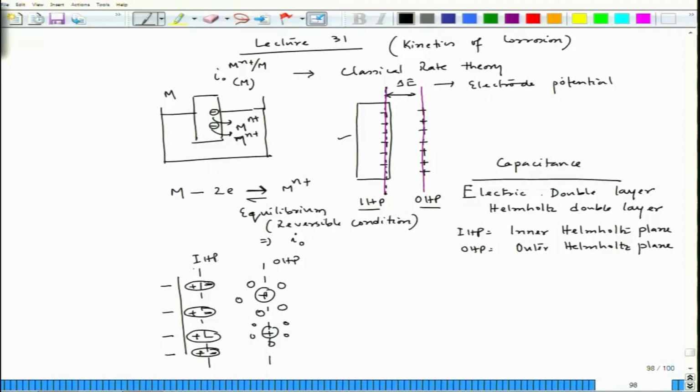Because of this situation, this becomes my double layer, and that also leads to a potential difference, and finally it would lead to the electrode potential. But this is an advanced level of consideration of the surface.